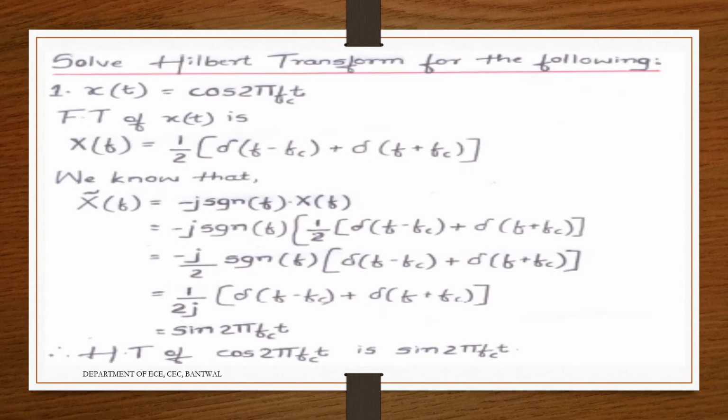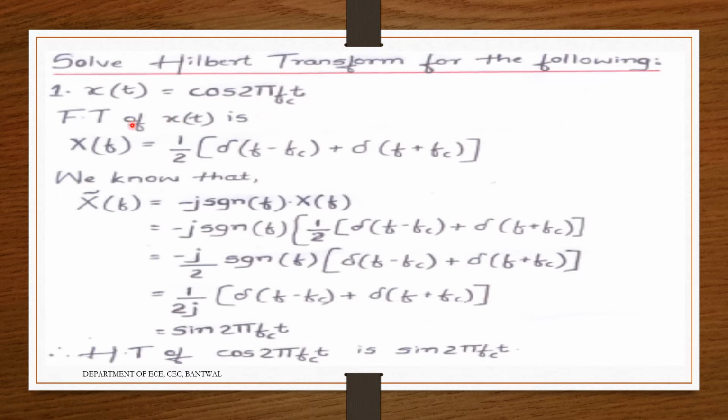First, we will be solving problems to find the Hilbert transform for the following. First is x of t equals cos 2 pi fct. In general, what do we mean by the Hilbert transform? Whatever the signal is, we need to shift it by 90 degrees. That concept we'll be using, but here, since this is a trigonometric function, we'll go with another method. We used the interpretation method for the trigonometric function, and we'll go with that method.